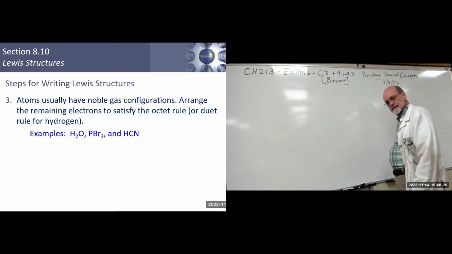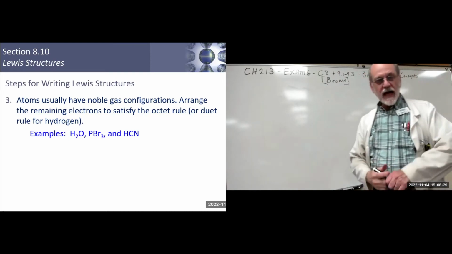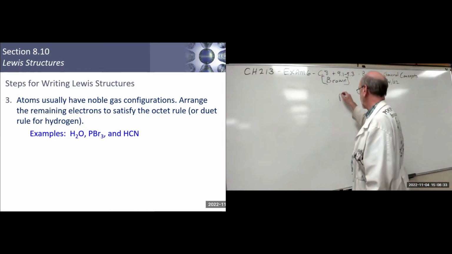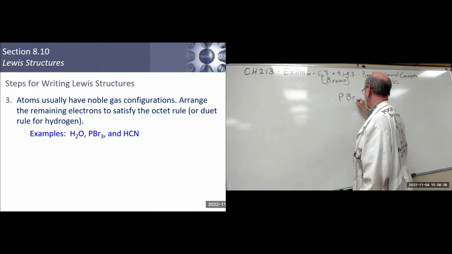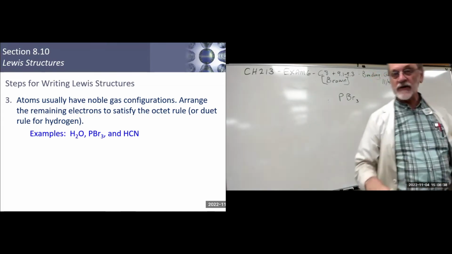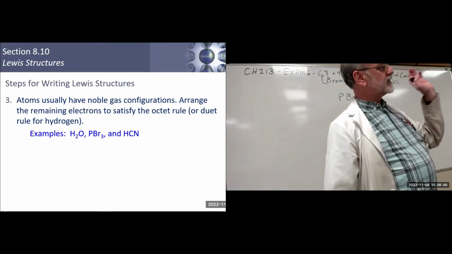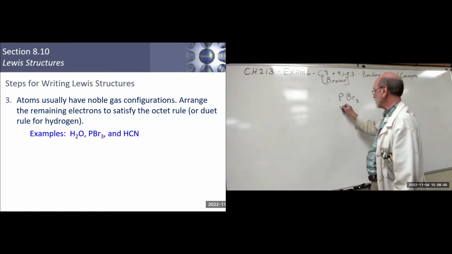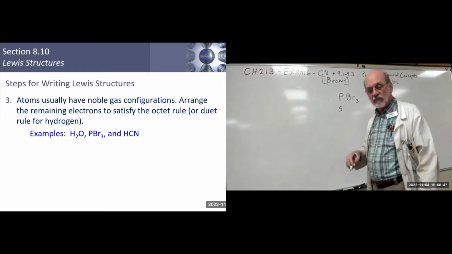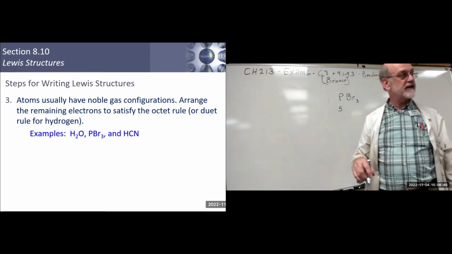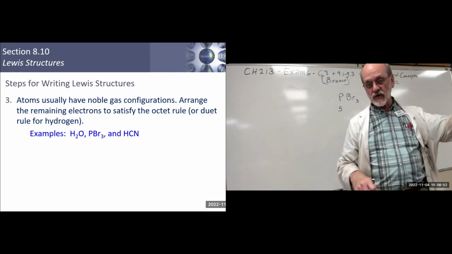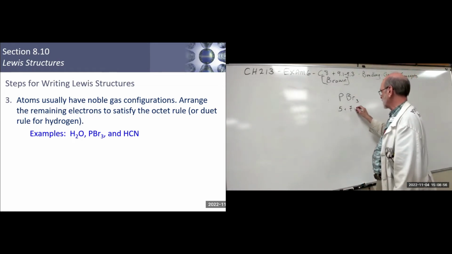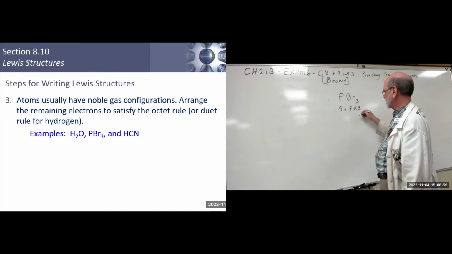Examples. We just did water. How about phosphorus tribromide? All right. Where's phosphorus on the periodic table? It's 5 positions over. It's in the same family as nitrogen. So it has 5 electrons. Bromine is a halogen. So how many does it have? It's 7 positions over. So each one of these has 7 electrons times 3.